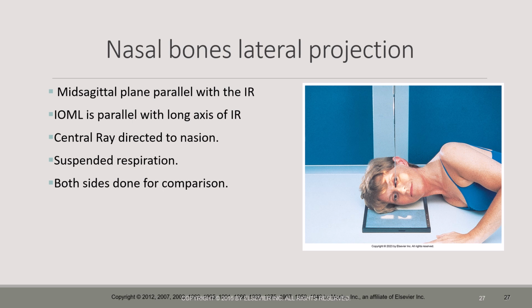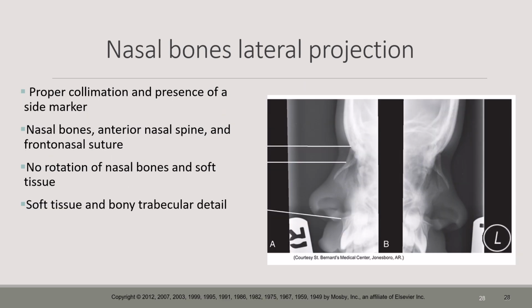So open your collimation to the outer canthus posteriorly, and inferiorly open it to include the acanthion, because if they fracture the nasal bones, they might have a contusion to the acanthion and the anterior nasal spine of the maxillary bone as well. All right, so there's our proper collimation.